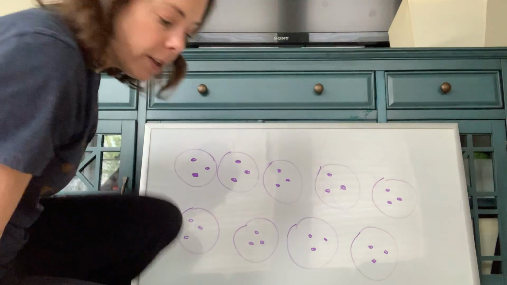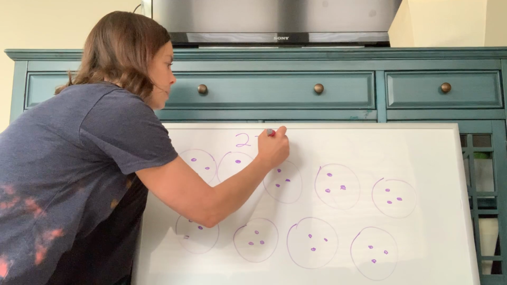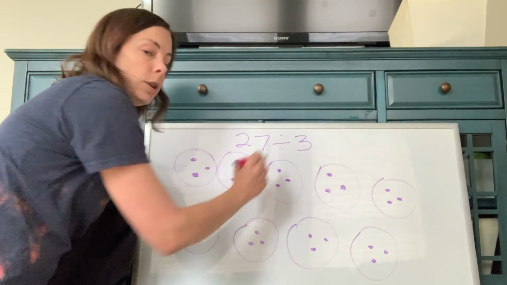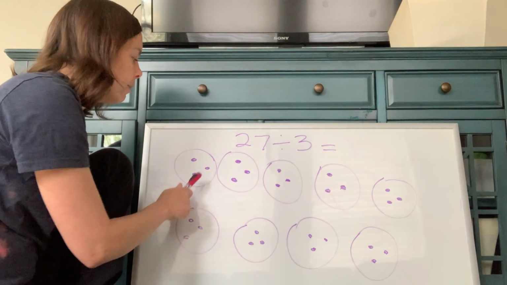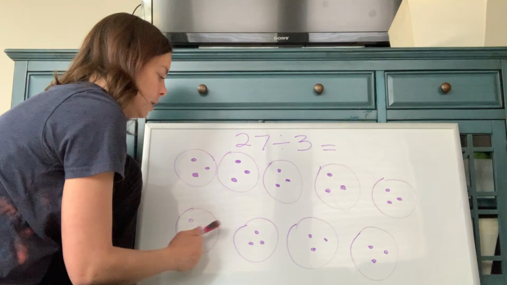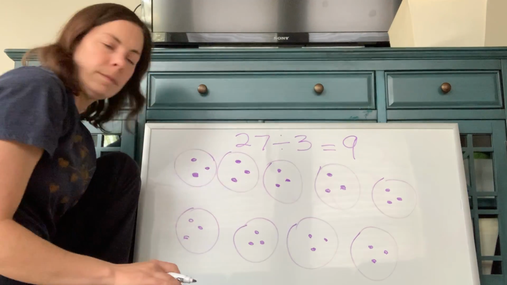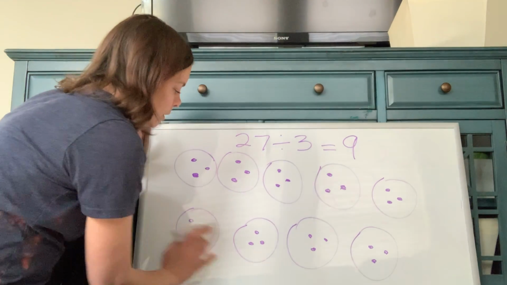So I got to 27. That's how many apples I had. So I had 27 apples and I divided them into 3 for each group. But how many groups did I have? 1, 2, 3, 4, 5, 6, 7, 8, 9. Okay. And the last one.